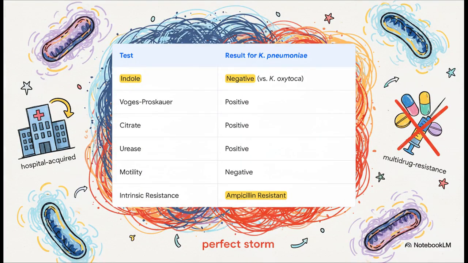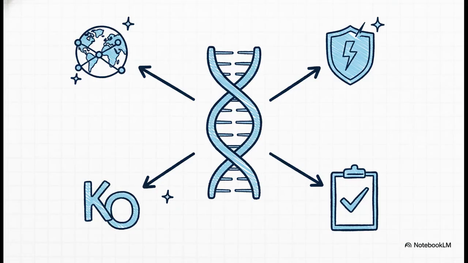And here's its biochemical fingerprint, the pattern that gives us our definitive ID. That negative indole test is so important for telling it apart from Klebsiella oxytoca. Oh, and pay attention to its intrinsic resistance to ampicillin. If your system reports an ampicillin-susceptible Klebsiella pneumoniae, that should set off alarm bells. Something's not right.